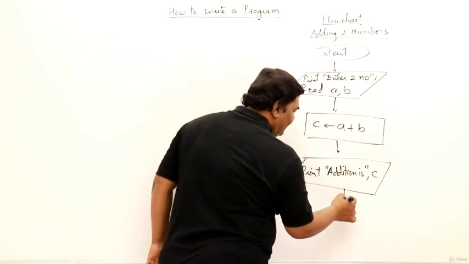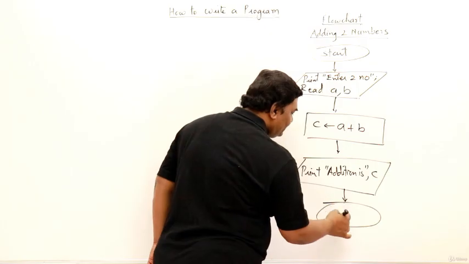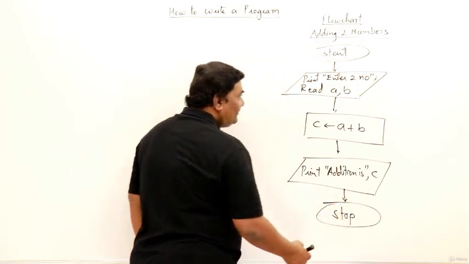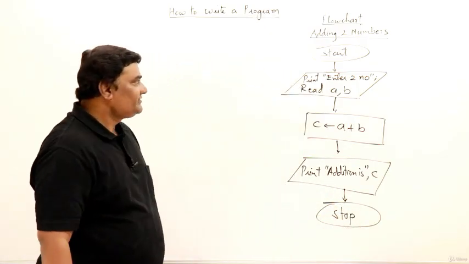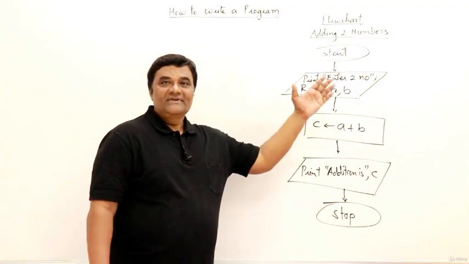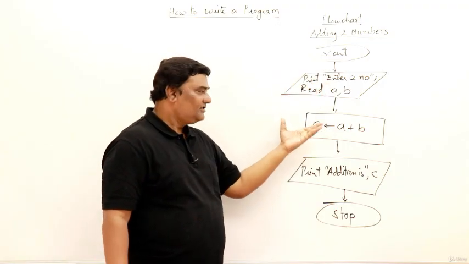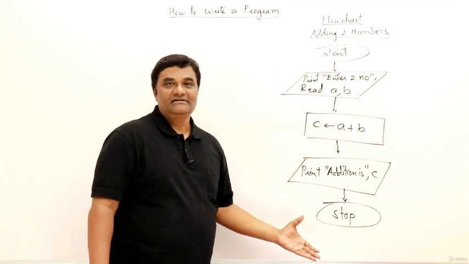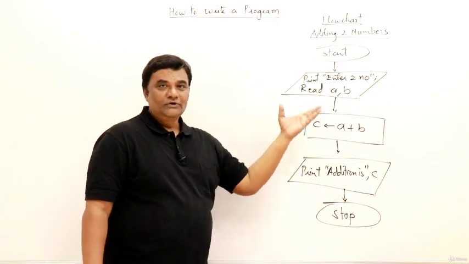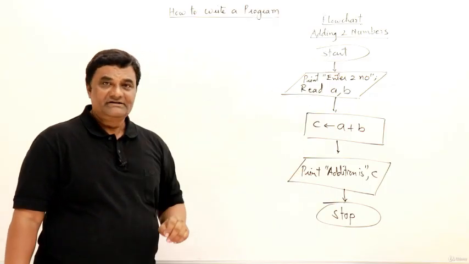Then next is the end of this procedure. So this is stop. For that, oval is the shape we use, or ellipse is the shape we use. So start, take input, process, give output, and end. This is how the flow chart looks for adding two numbers.